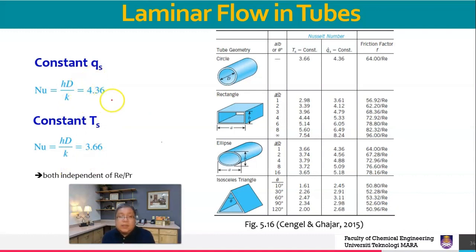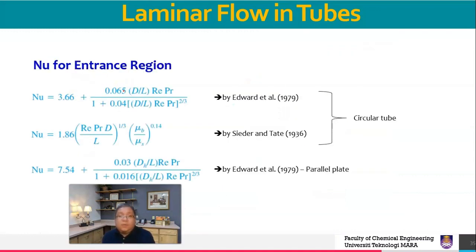I think this one is not as much important as compared with this one, okay. I think the one that you need to take particular attention to is this one, okay. We will use this one in the example, okay. This one for circular tube, okay. This one by Edwards and this one by Sieder and Tate, okay, which involve bulk viscosity, and this one the viscosity at the surface. Okay, so this one is hydraulic diameter and so on and so forth.